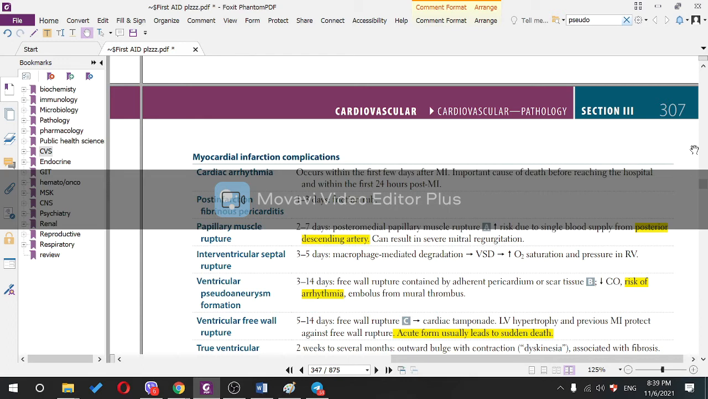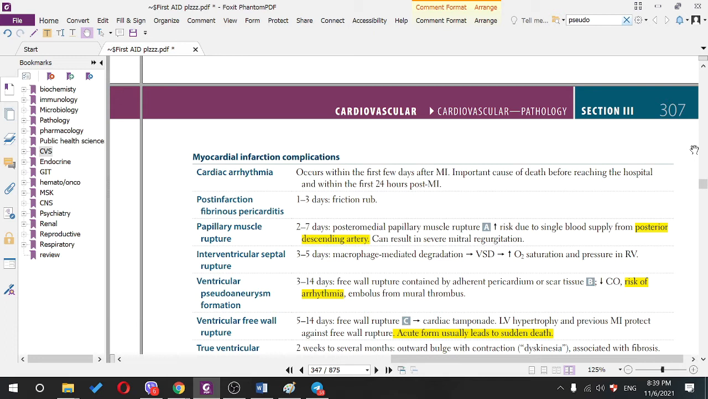Okay, the next one is papillary muscle rupture. So the papillary muscle rupture occurs between 2 to 7 days. So why does it occur? Yes, listen. Macrophages. I was going to ask about this. Macrophages do it because they eat the muscle. So which muscle are they eating? They are eating the papillary muscle.